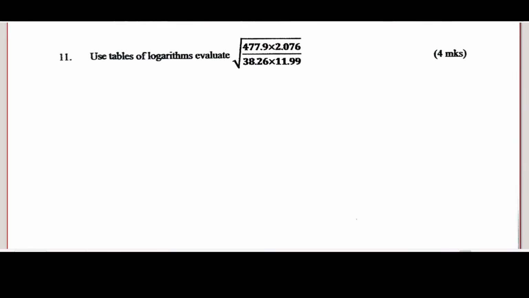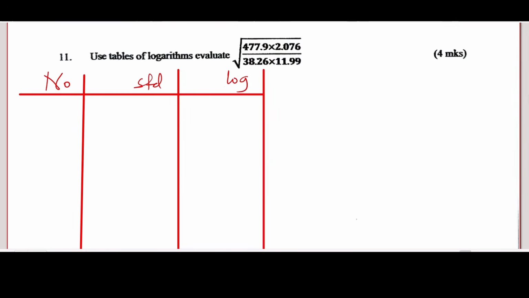Question 11. Use tables of logarithms to evaluate. So there is a question. So we use the tables of logarithms to do this. So I will prepare a table here, showing the number. Then you shall have the column for the standard form. And then the logarithm like that. So that is the table. So the first one is 477.9. So write this one in standard form. This will be 4.779 times 10 raised to the power 2.